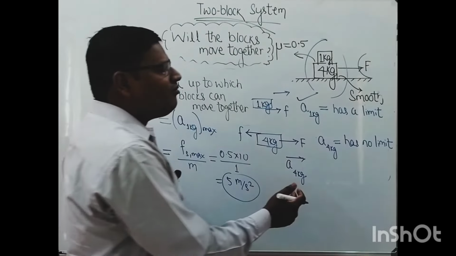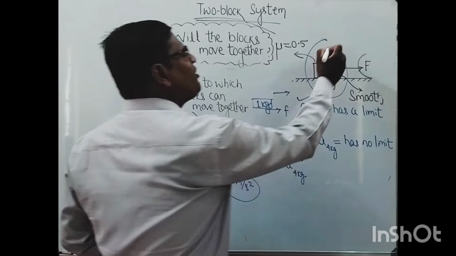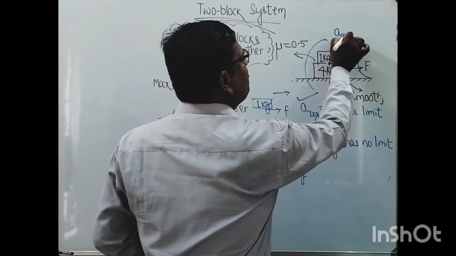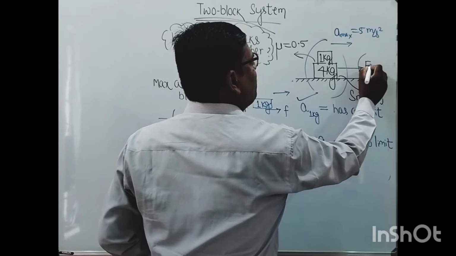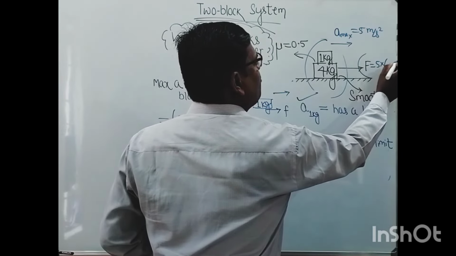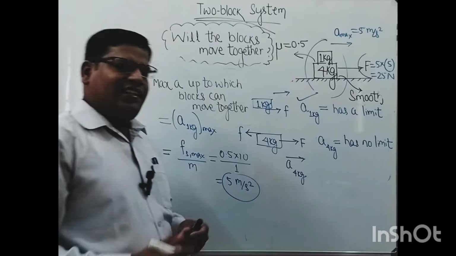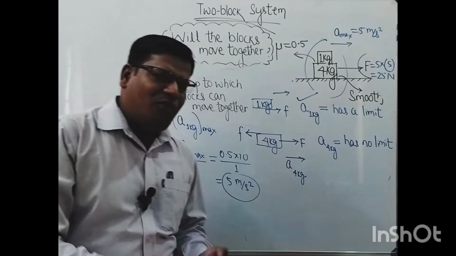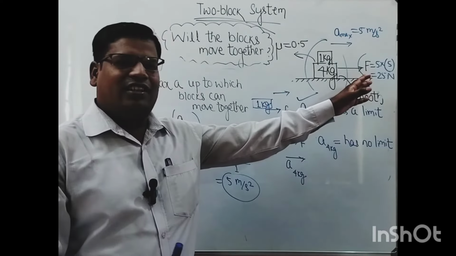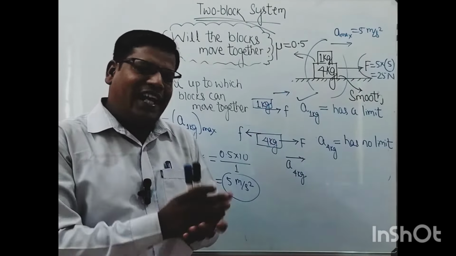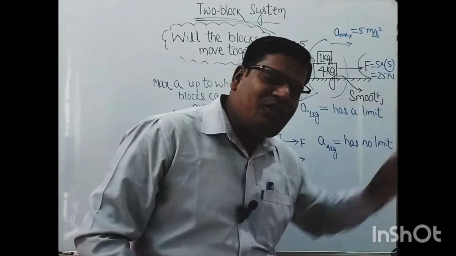Okay, at that time, what is the force pulling it? So when both the blocks are moving together with the maximum possible acceleration of 5 meter per second square, this force is m into a, 5 into the total mass 1 plus 4, that is 5, that is 25 Newton. That means the maximum force up to which they can move together is 25 Newton. So if you apply any force from 0 Newton to 25 Newton, then both the blocks can accelerate together.